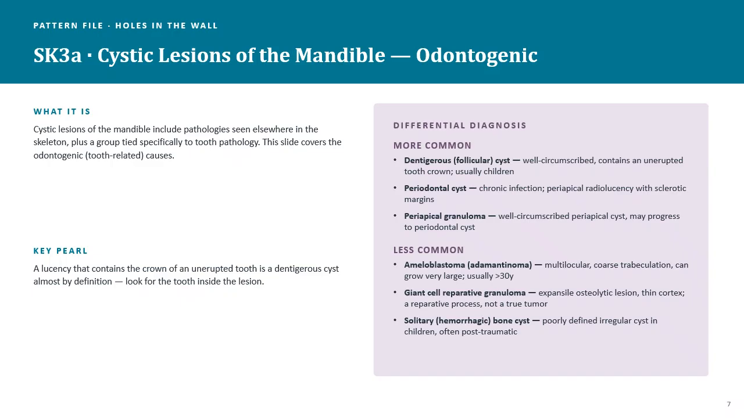With the solitary bone cysts, they're typically going to be found in our younger patients, and they can typically occur after trauma. So again, when we're looking at cysts, we're typically going to see somewhat of a dark area surrounding the crown of the patient's tooth. When we're talking specifically about the crown of an unerupted tooth, we're talking about the follicular cyst though.